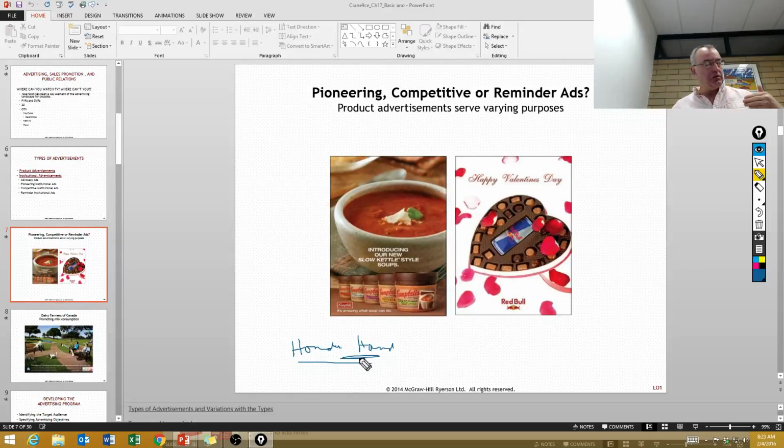And it's really just reminding the market about the company. In this case, it's Honda and all the different kinds of Honda products, but they're not actually promoting any particular product. They're not promoting their outboard motors or their lawnmowers or their vehicles. They're just promoting Honda's good name in people's minds.